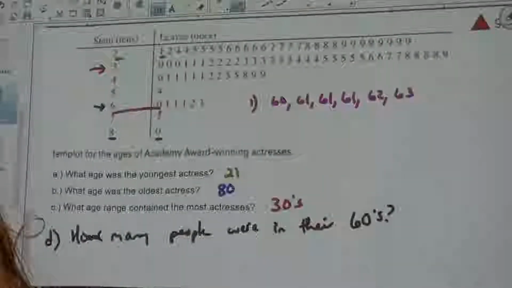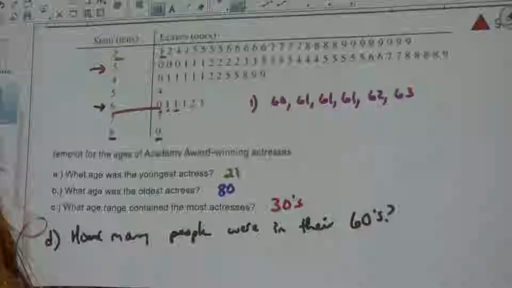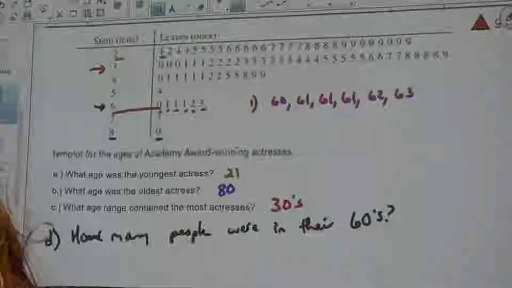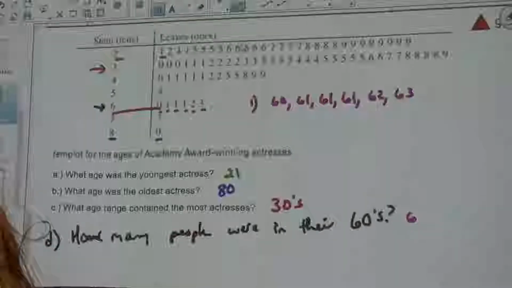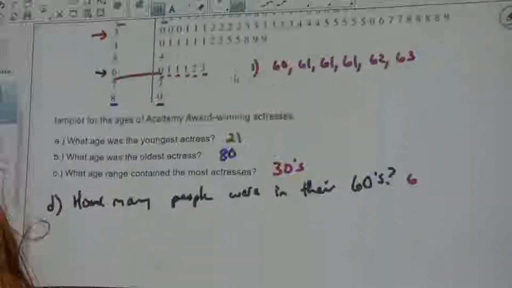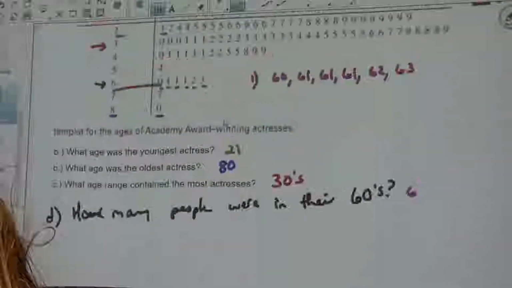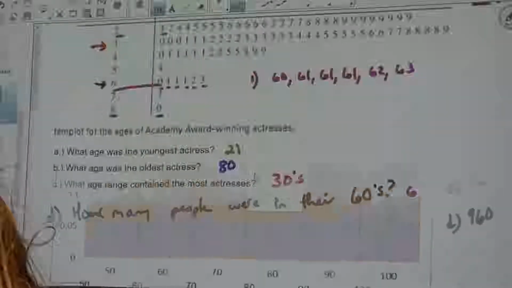So technically, you're just counting these. 60, 61, 61, 61, 62, 63. So 6 people were in their 60s. Cool? You're going to have one of those. Even though I did 4, you're only going to have 1.